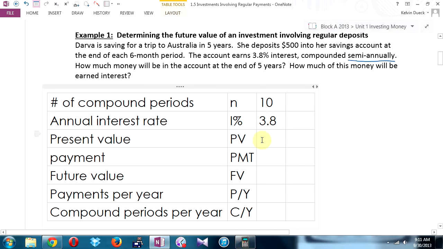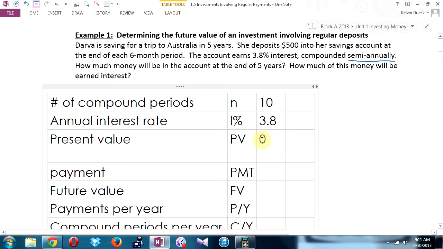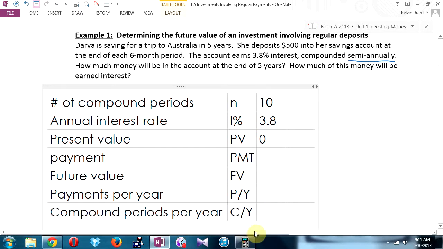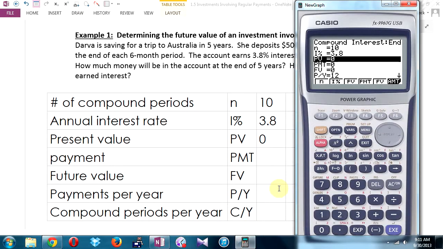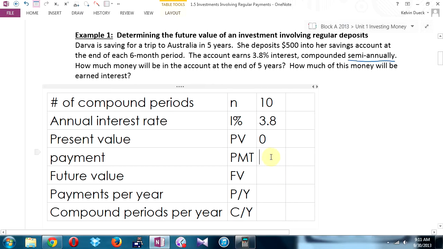What's the present value? How much is she starting out with on day 1 in her account? This is a trick question. 0. Nothing. Right? 0. What's she paying every month, or sorry, every payment? How much? 500?